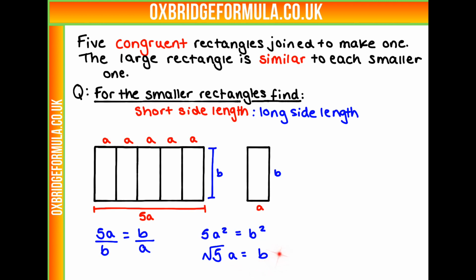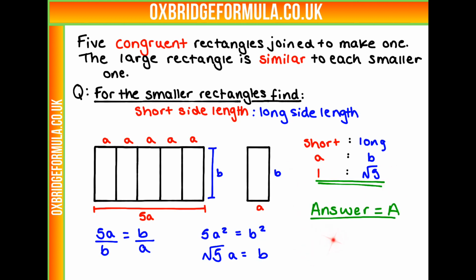So now, how can we write this as a ratio of our side lengths? Well, we need to find the ratio of short to long, so that's the ratio of A to B, and we know that 1A is the equivalent of root 5 B. Hmm, so that is going to be our ratio, and our answer is A.